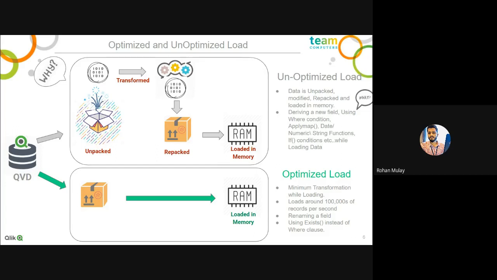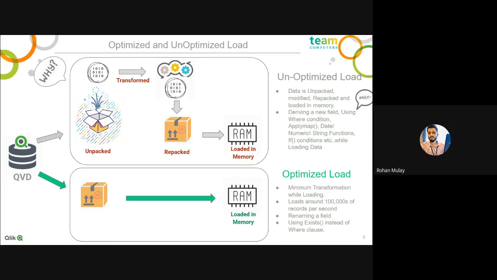The simple thing is that when we load a particular data from QVD, we either do a load star, or we write a load statement and list down multiple columns that are there in that QVD, and then we apply multiple if conditions, where conditions, multiple functions as per our convenience to derive new fields, or maybe apply some conditions on that load. So whenever we use if conditions and multiple date conditions, string conditions in that particular load statement while loading a QVD, that particular load is an unoptimized load.